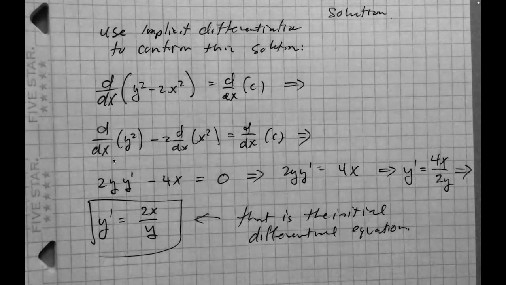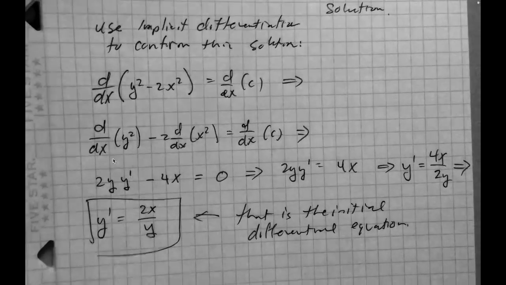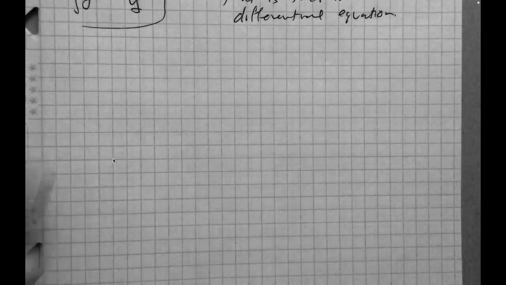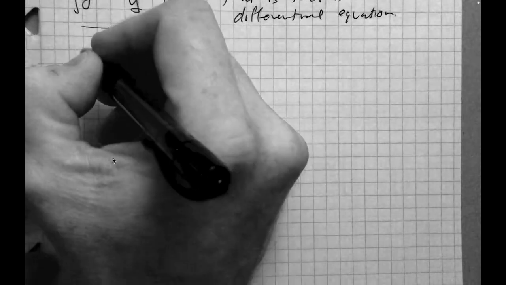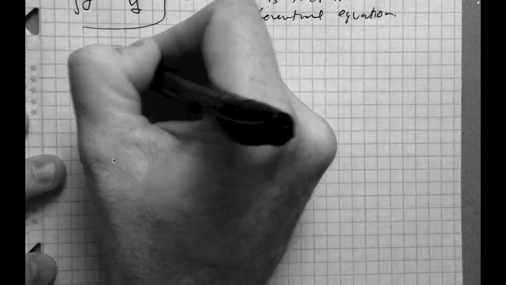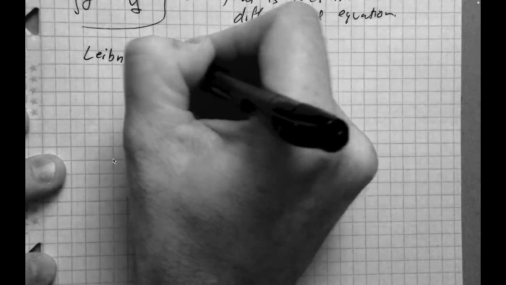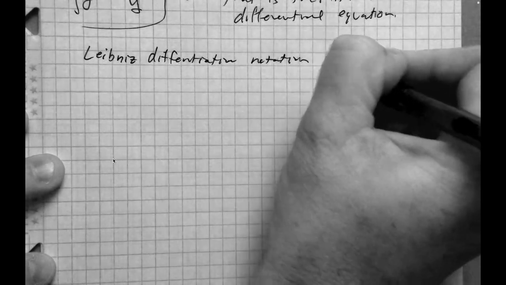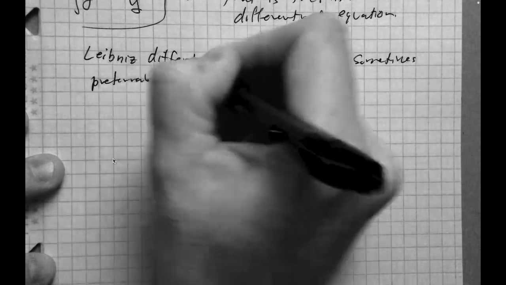Okay, perfect, right? So that's where we started. That's what we would expect, right? If we solve a differential equation by using integration to get rid of the derivatives, then we ought to be able to reverse the process by differentiating. Okay, good. So sometimes the notation can get a little tricky here. So Leibniz notation for the derivative, Leibniz differentiation notation, is sometimes preferable with separation of variables.